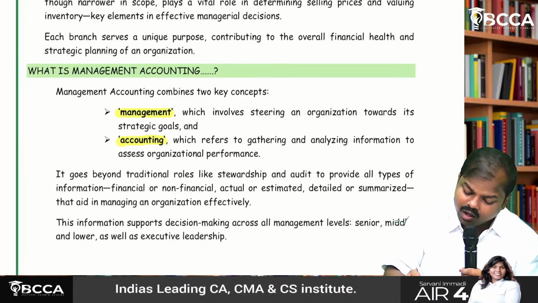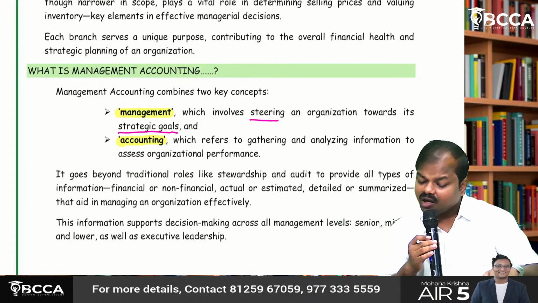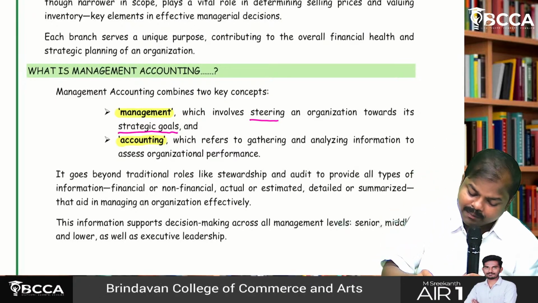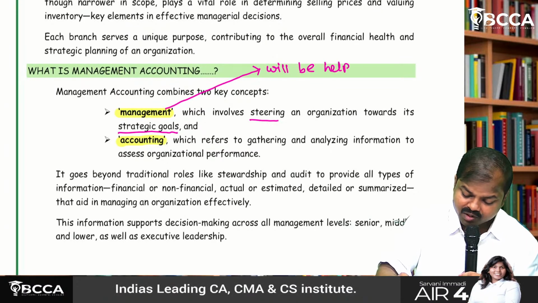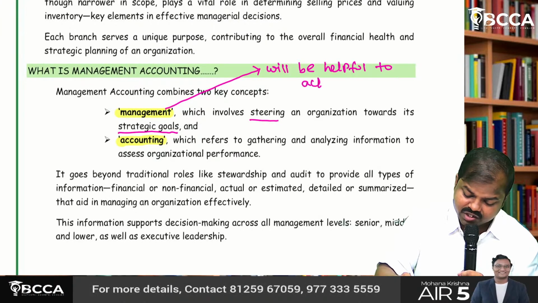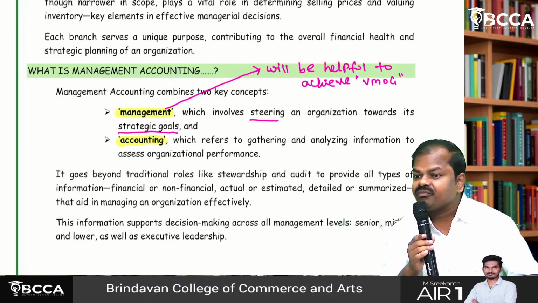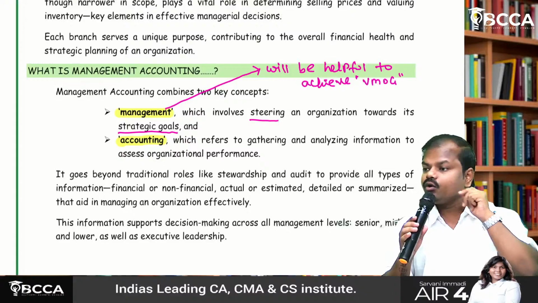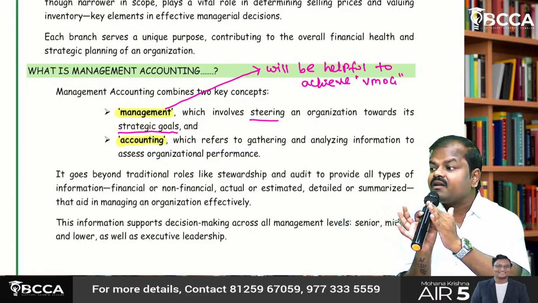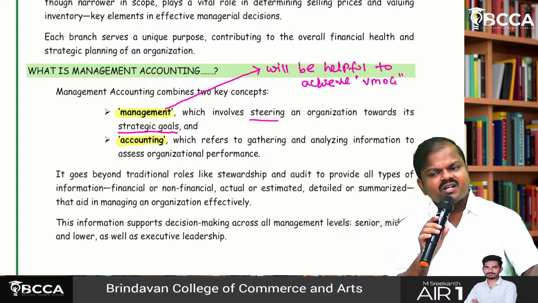Management involves steering the organization towards strategic goals. Steering the organization towards what? It means management will be helpful to achieve VMOG. VMOG means V is vision, M is mission, O is objective, G is goal. VMOG is called strategic goals. All four terminologies can be referred to as strategic goals. Clear? Goal is different from strategic goal.